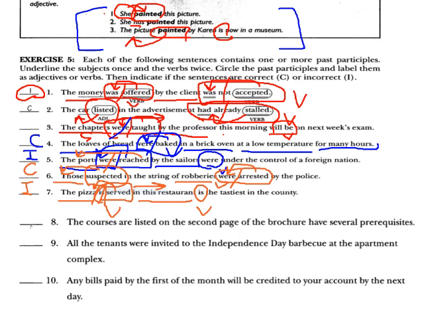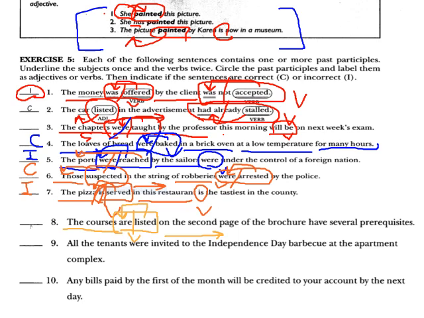Okay, number 8. The courses are listed in the second page of the brochure, have several prerequisites. Fine. The courses is the subject, are listed, this is a verb, and this verb consists of listed, which is the past participle, and it is a part of the verb because it is accompanied with the verb to be are, and here it is a verb. So we should continue reading the sentence in order to make sure that it doesn't contain another verb.